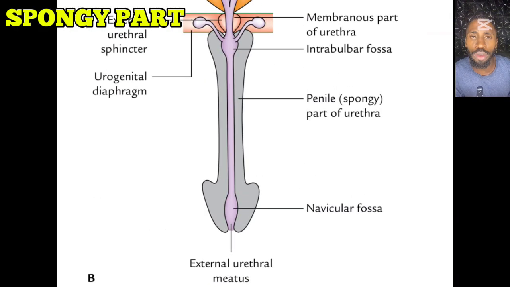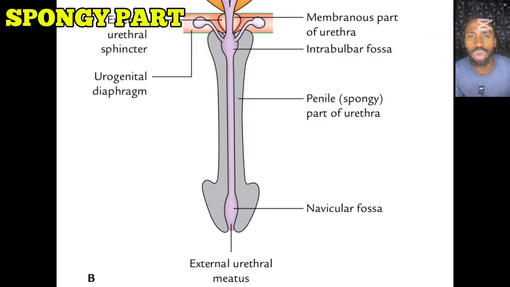In the spongy part of the urethra, what happens? It's about 15 centimeters long, and it traverses the corpus spongiosum of the penis. The penis is covered outside by the skin. After the skin, you see the corpus cavernosum, and from the corpus cavernosum, you see the corpus spongiosum. Then you see the urethra traversing through the corpus spongiosum. That's why it's called the spongy part of the urethra, about 15 centimeters long.